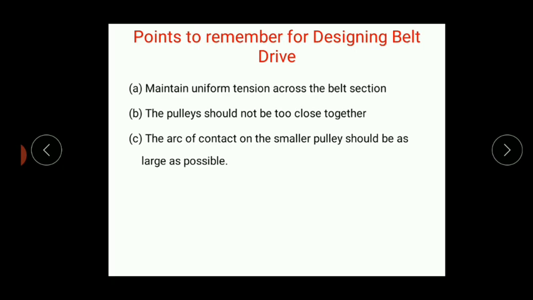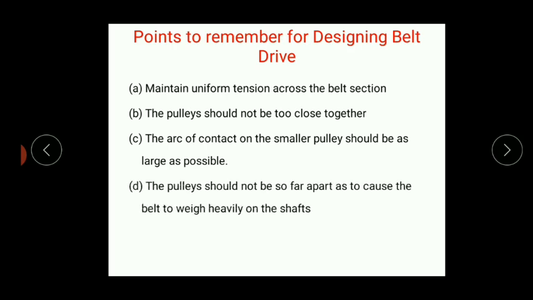the belt is wrapped around the pulley, and the larger the angle of contact or arc of contact on the pulley, that will increase the frictional grip between the belt and pulley, as the belt drive is a friction drive, so friction plays an important role in case of the power transmission with the help of the belt drive. So arc of contact is very important in case of the belt drive designing.